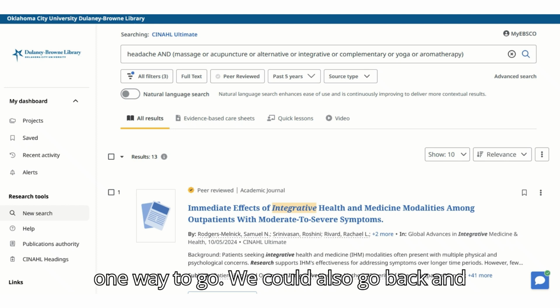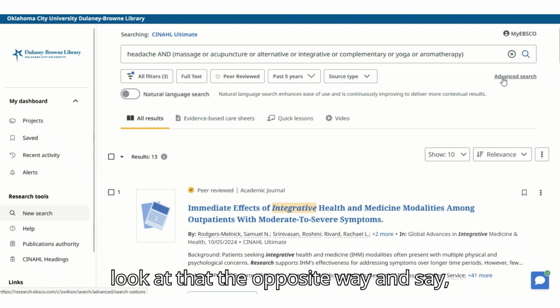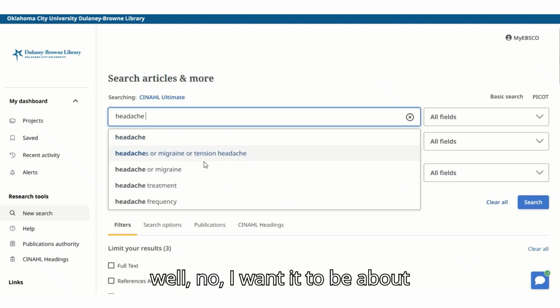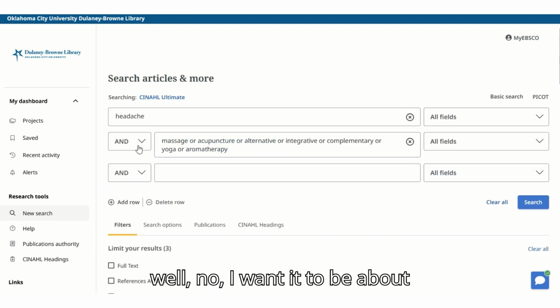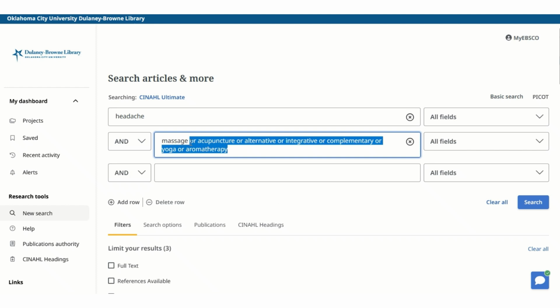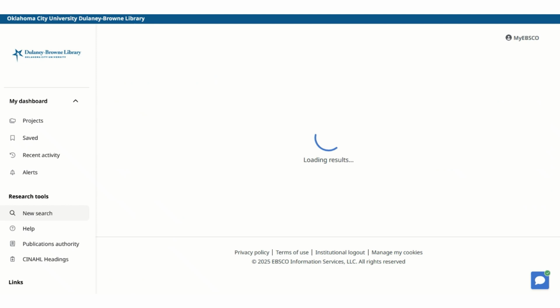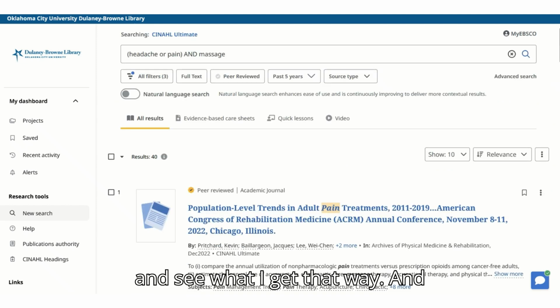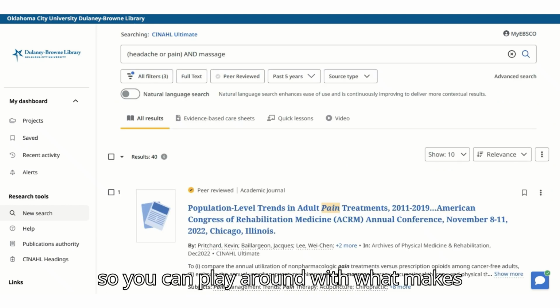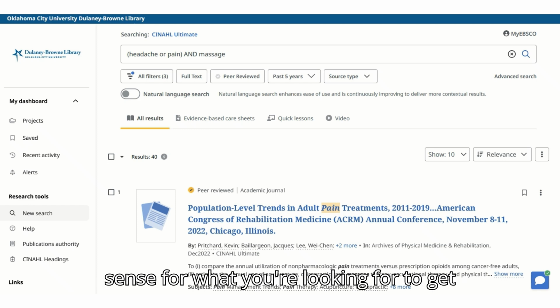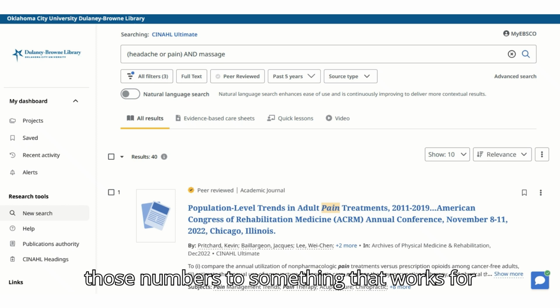We could also go back and look at that the opposite way and say, well, no, I want it to be about massage, but I can take headache or pain and see what I get that way. And so you can play around with what makes sense for what you're looking for to get those numbers to something that works for you.